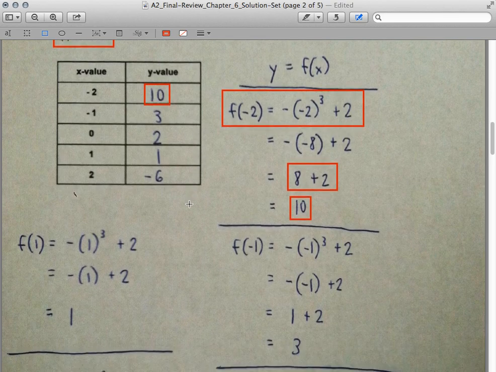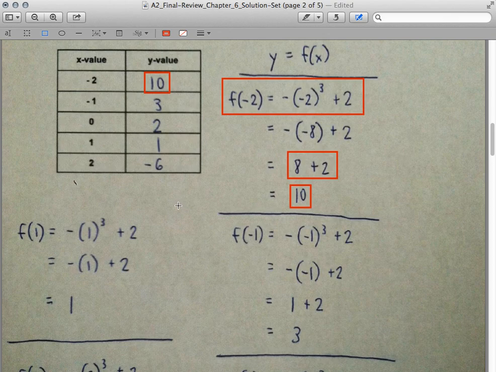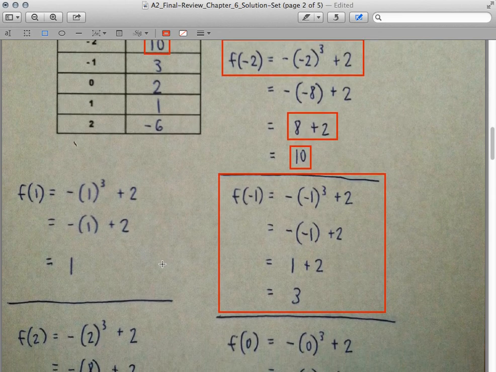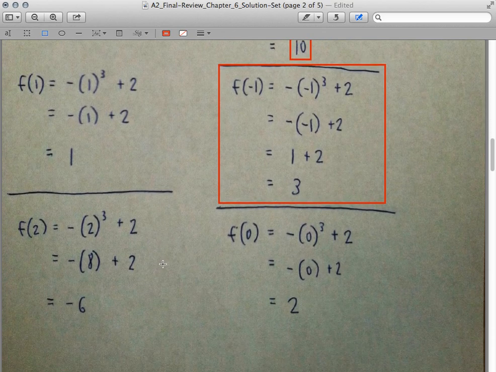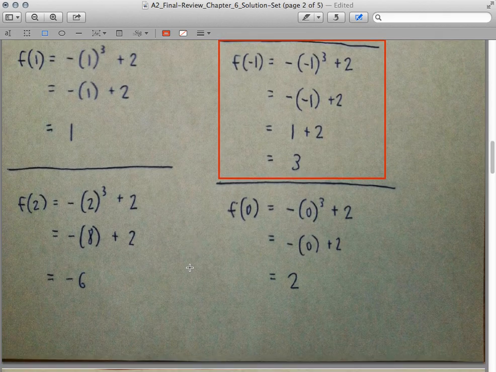We take that same careful approach in terms of watching our signs and using parentheses and our order of operations, and the work is shown algebraically here to create the rest of these ordered pairs. Negative 1, comma 3, that work is shown here. 0, positive 2, 1, positive 1, and 2, negative 6 are the ordered pairs that are created. And again, the work is shown here to produce those ordered pairs.